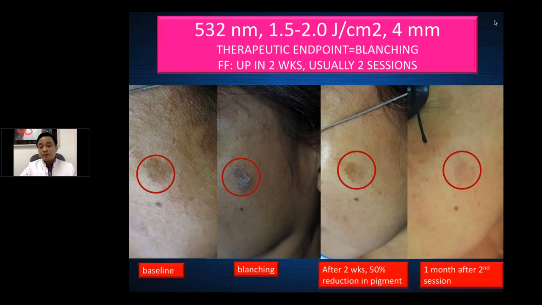So this is one of my patients, and just to show you, the lesion at baseline and our therapeutic endpoint is blanching. These are the parameters that I use. Usually 1.5 to 2 joules per centimeter squared. I usually start with 1.5 joules per centimeter squared, do a test shot, observe for 5 minutes, and then if there is no endpoint, then I increase the fluence to 1.6, 1.7, 1.8 until you have the desired therapeutic endpoint, which is blanching. And then after 2 weeks, we'll see that there is a 50% reduction in pigment. And 1 month after the second session, there is almost complete resolution of the pigmented lesion with a residual erythema.